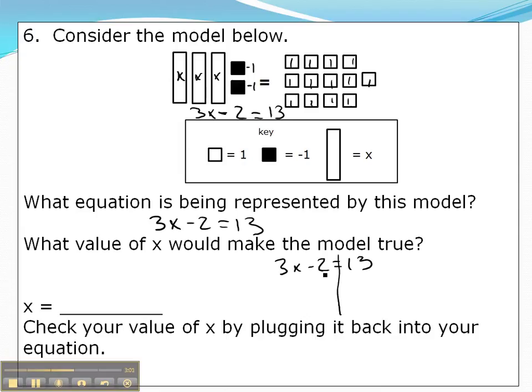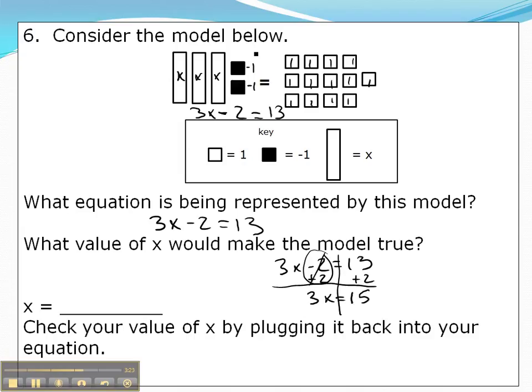2 sides of my equation. I want to work on the left side to isolate x. First operation I'm going to undo is this -2. I can undo that -2 by adding 2 to both sides. -2 plus 2 is 0, so that goes away. So on the left side I just have 3x, and on the right side I have 13 plus 2, which is 15. So 3x equals 15.